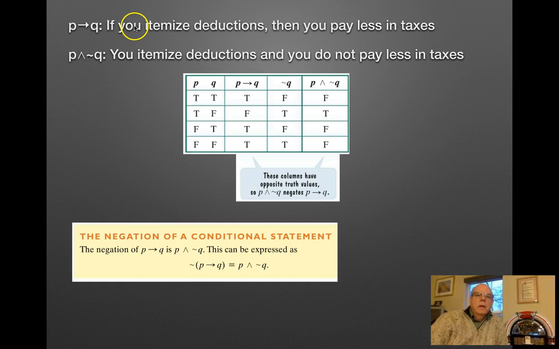So there is the definition. The negation of a conditional statement, which is just P implies Q, is P and not Q. Symbolically, the negation of P implies Q is equivalent to, remember those three lines for an equal sign, is equivalent to P and not Q. That's the definition of that.